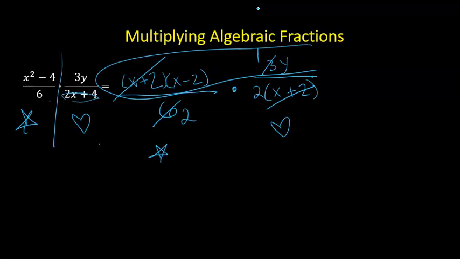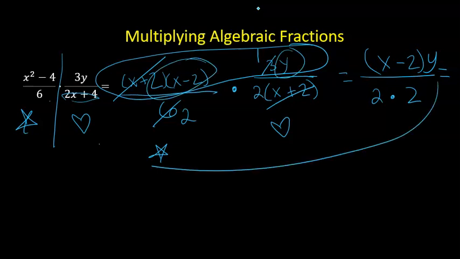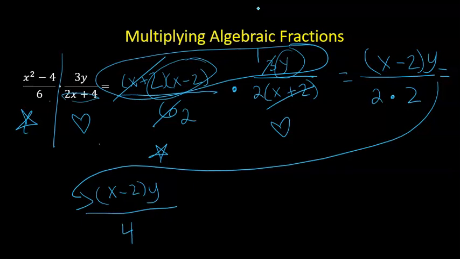So now I can multiply. What do I have? I have x minus 2, and then I have 2 times 2. What does that give me? Wait, I think there's a y here. Yeah, there's a y here, and then there's x minus 2. Well, what does that give me? Let's move it here. I have x minus 2, y, and then 2 times 2 is 4, right? So this is my final answer.